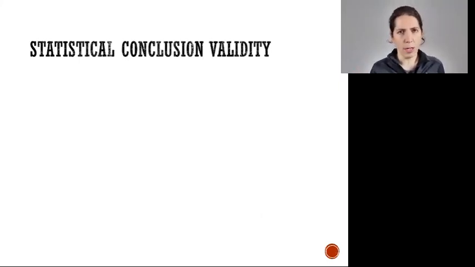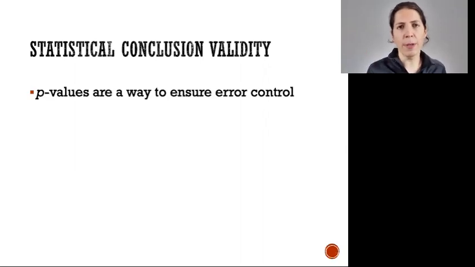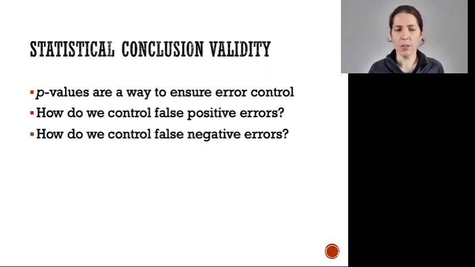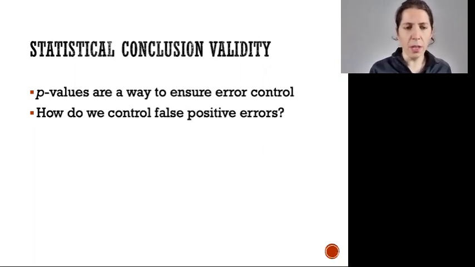So we're still going to be talking in the framework of NHST, where we use p-values. And as we learned, p-values are a way to ensure error control: when the null hypothesis is true, we control our type 1 error, or false positive error rate, with alpha. When the null hypothesis is false and there is an effect, then we try to reduce the chances of a false negative error. So we'll talk about how we control false positive errors and how we control false negative errors. For false positive errors, as I just mentioned, we use alpha to control the risk we're willing to take of making a false positive error when the null hypothesis is true.